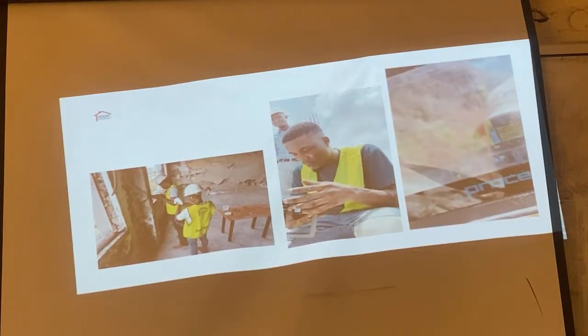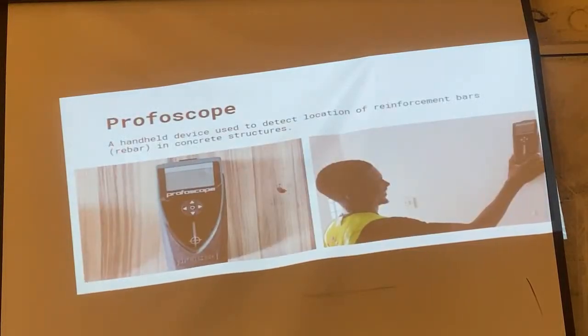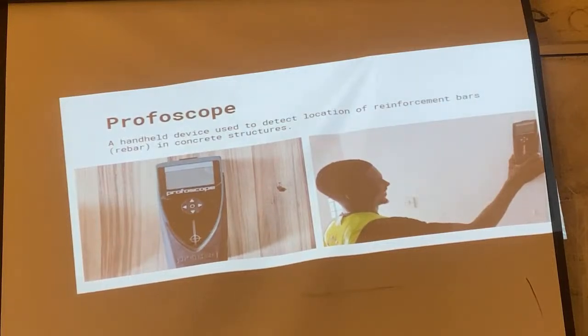Let's move on to the next instrument, a very interesting one called a profometer or rebar detector. Now, you can see up here, it's a device used to locate reinforcement bars. So, are there columns in this room?